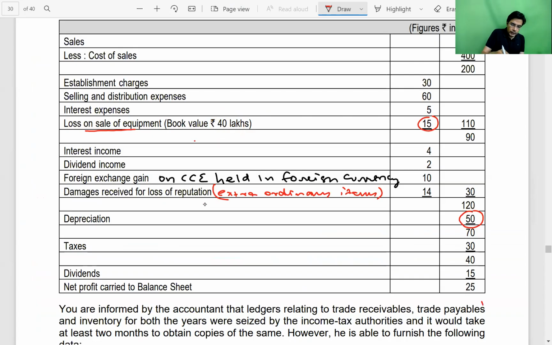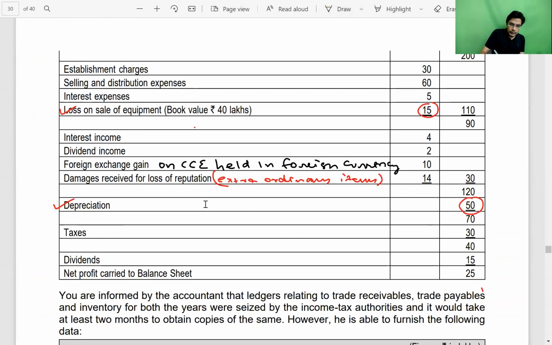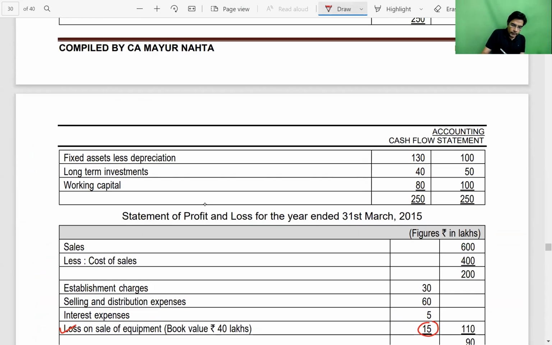Next, whatever point we have dealt with, we'll just put a tick mark. So we have dealt with depreciation, we have dealt with fixed asset. Now you may ask, sir, won't we add back depreciation? Won't we add back loss on sale of fixed asset in the operating activity? We do that under indirect method, not under direct method.